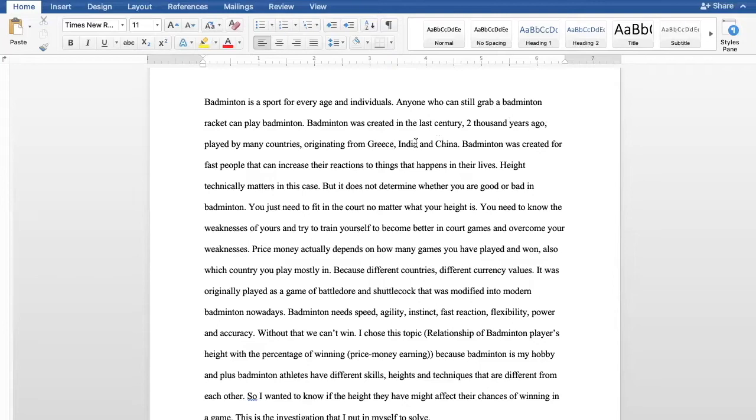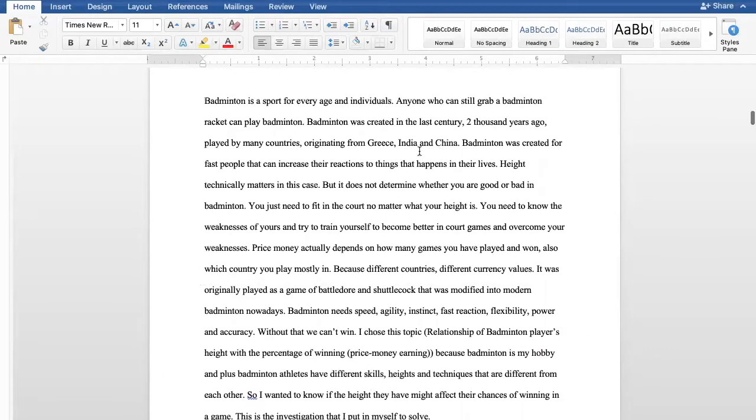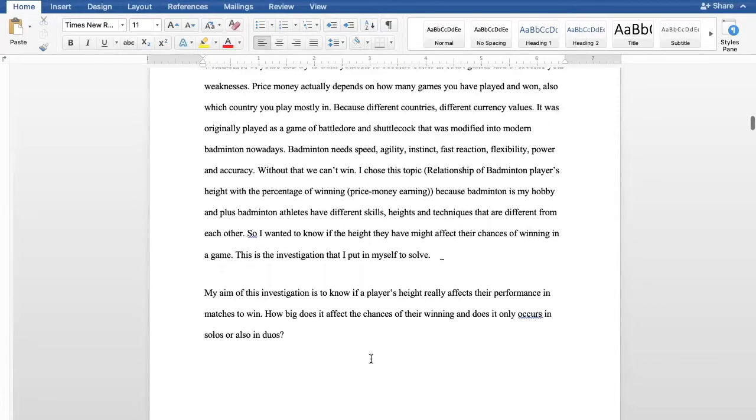Played by many countries, originating from Greece, India, and China. If you pick this information from other sources, please kindly give the citation here. Okay, sir. If you take this from other sources, you put the citation underneath here, whichever style doesn't matter, and then you put that in the bibliography as well. Don't forget the access date.